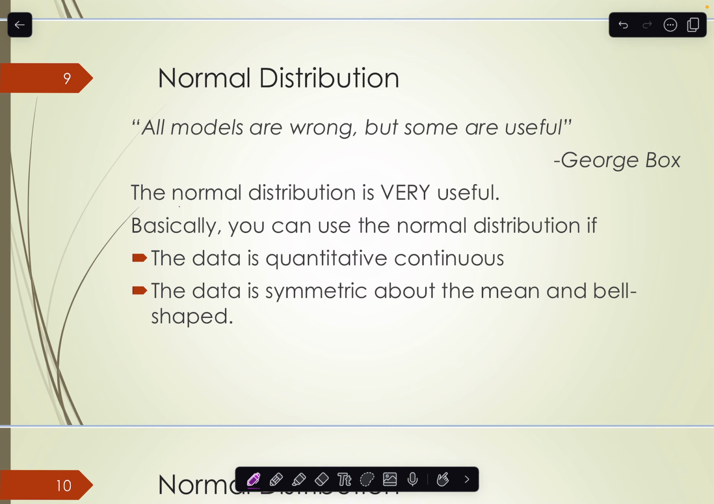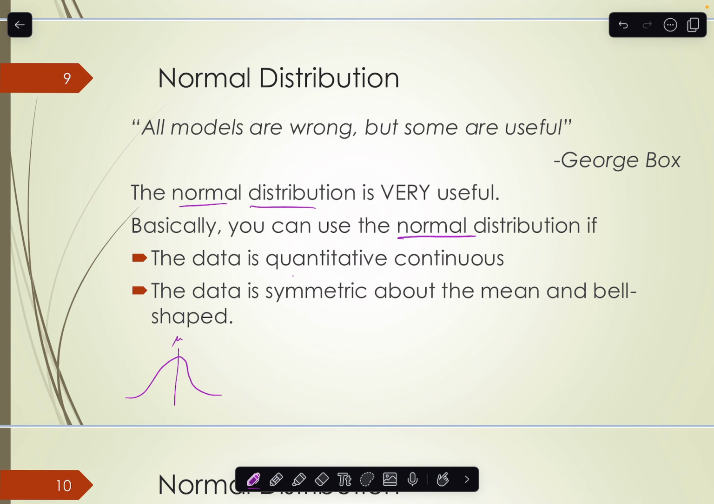A famous statistician said, "All models are wrong, but some are useful." Rarely do you find a situation that exactly models the normal distribution, but some are very close. And generally, the normal distribution works at predicting things very, very well. And so we use it and study it. Basically, you can use the normal distribution if, and here are some soft requirements, the data is quantitative continuous, symmetric about the mean, and bell shaped. And so if it has that shape, you probably won't go too wrong by assuming a normal distribution.